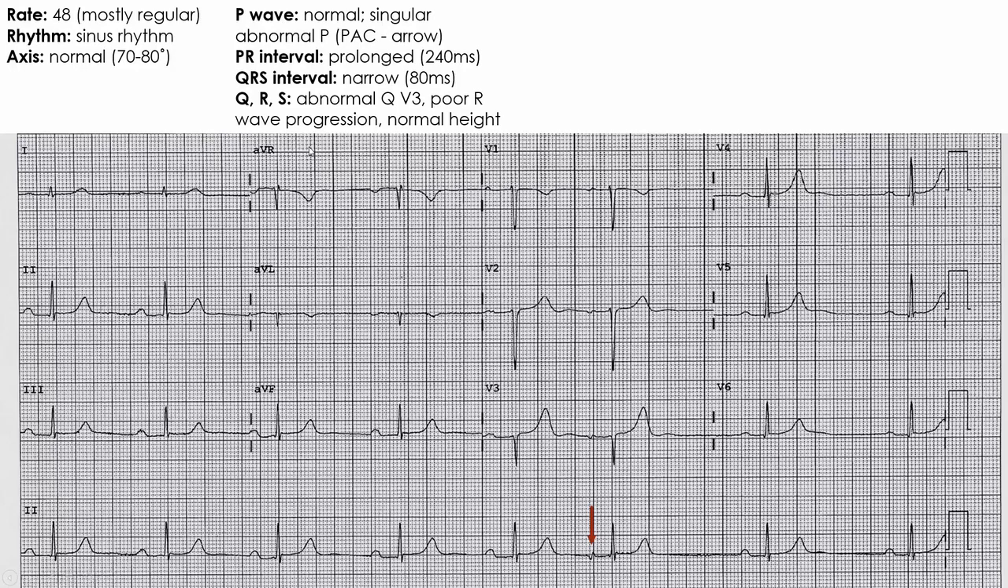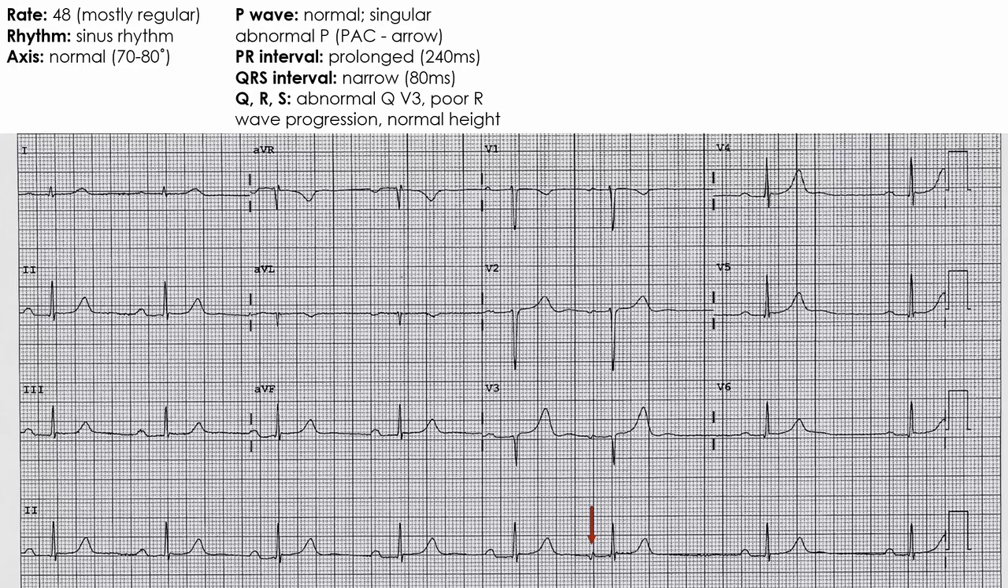Otherwise, the PR interval is prolonged, so it's longer than one big square. You can see that quite clearly here. Alright, the P wave starts basically on that heavy line there, and the QRS complex takes more than one big square to begin. Okay, so a prolonged PR interval. The QRS complexes themselves, they're narrow, 80 milliseconds, so that's normal.